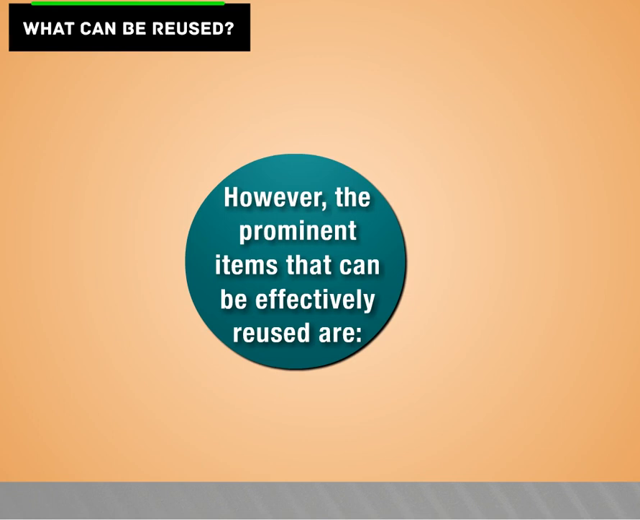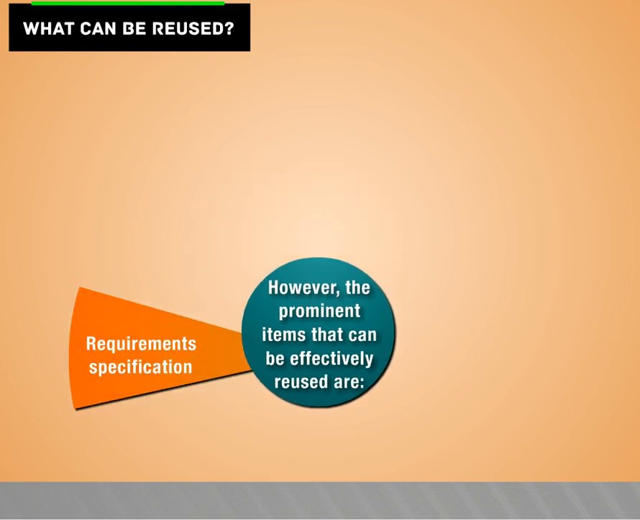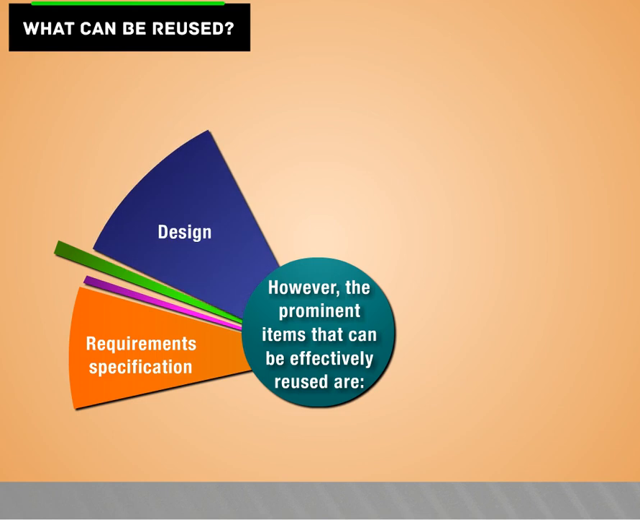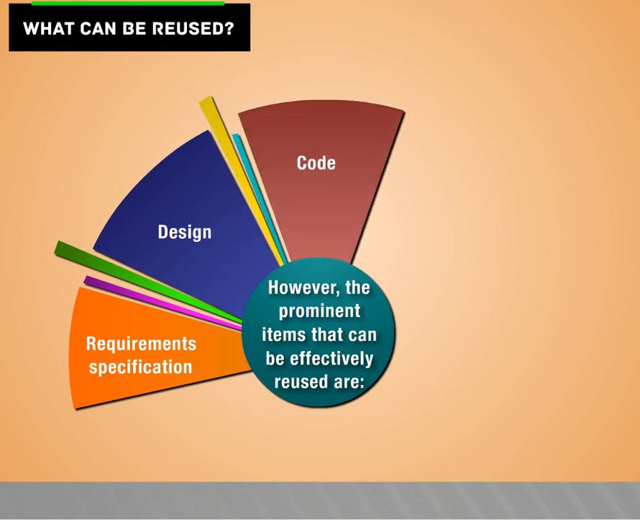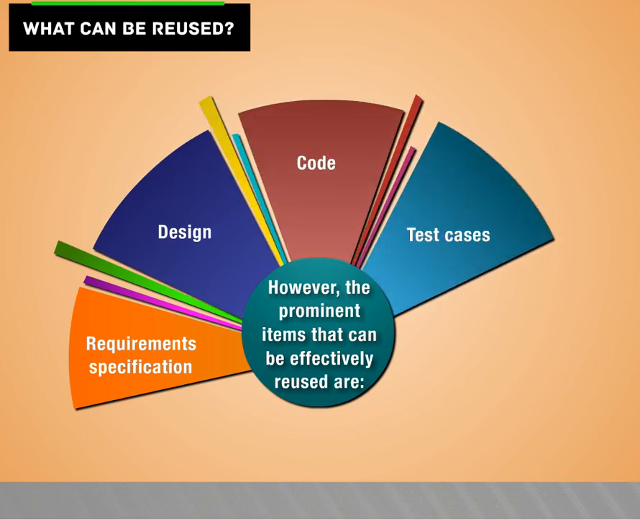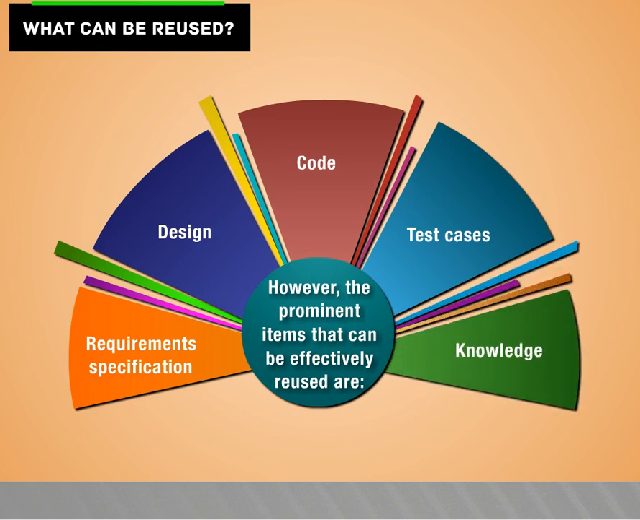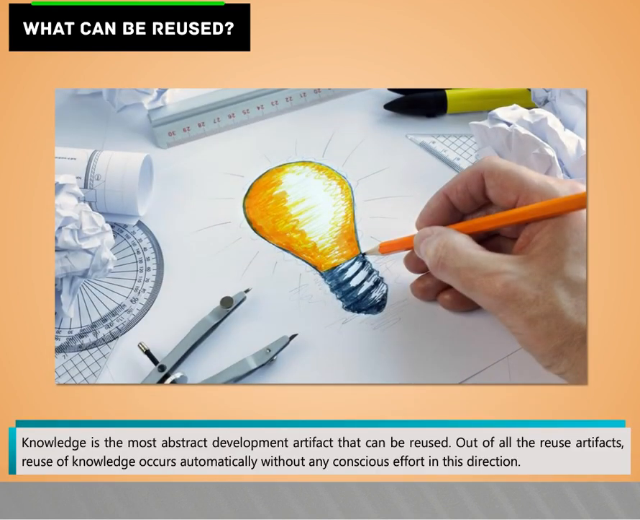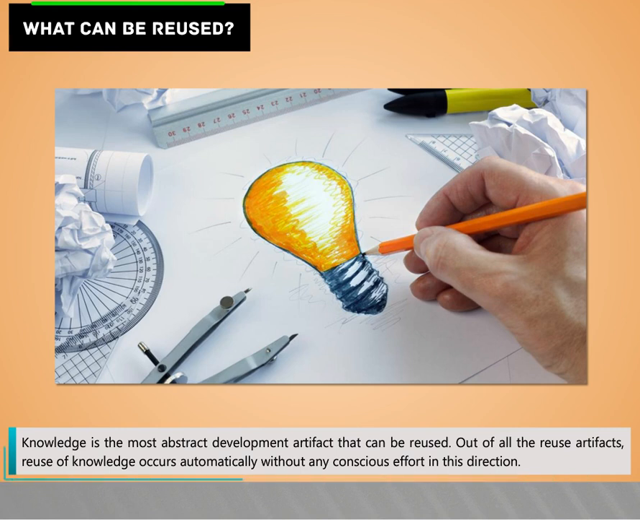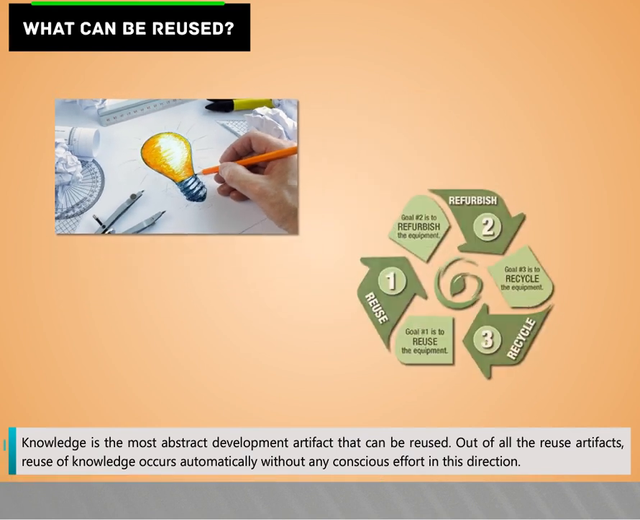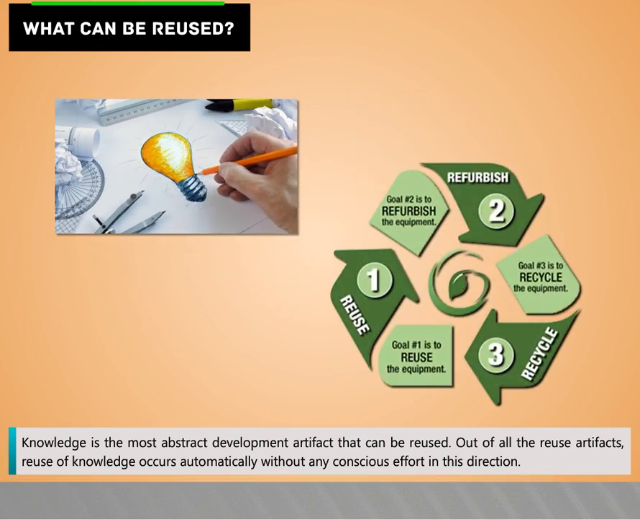However, the prominent items that can be effectively reused are requirement specification, design, code, test cases, knowledge. Knowledge is the most abstract development artifact that can be reused. Out of all the reuse artifacts, reuse of knowledge occurs automatically without any conscious effort in this direction.